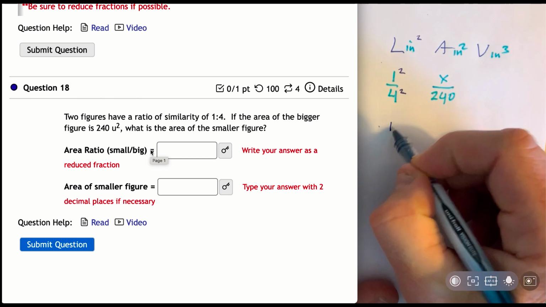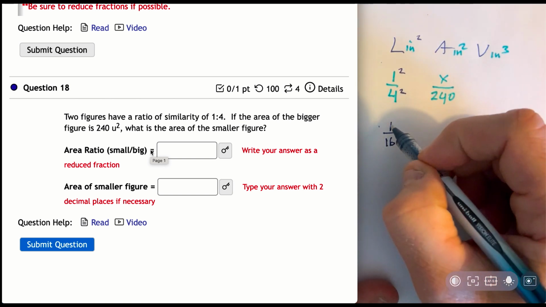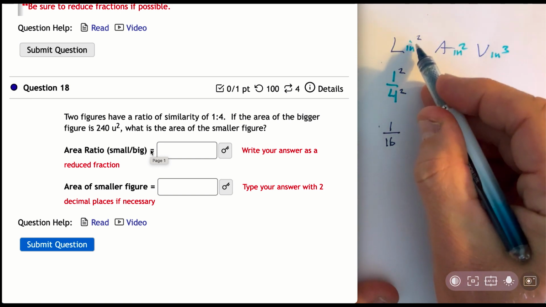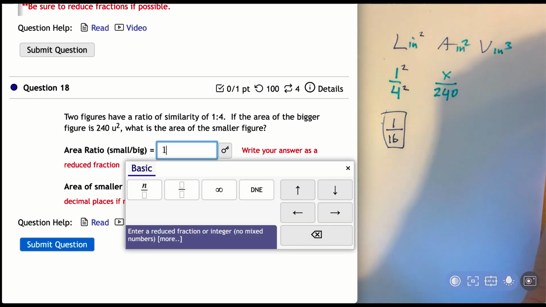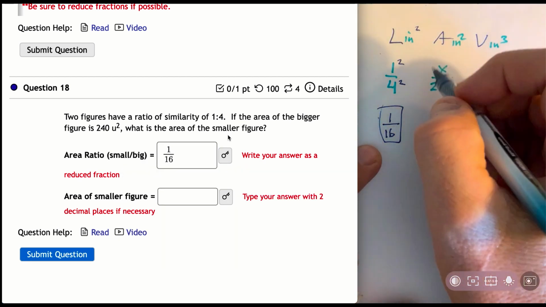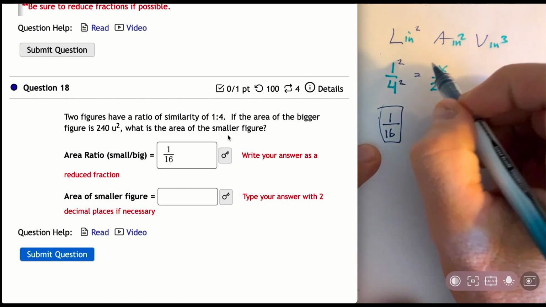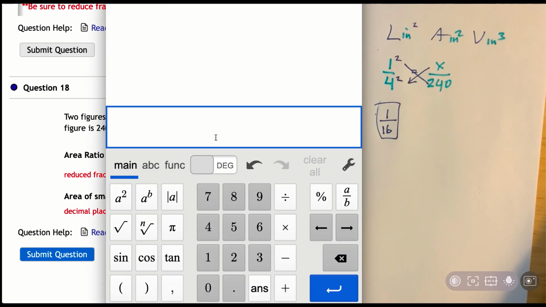So if I square 1, I get 1. If I square 4, I get 16. This right here is my new area ratio in inches squared. That goes in my first blank right here as 1 over 16. All right, and then the last part is we're going to solve this proportion by simply cross multiplying, since they're now both in inches squared, and then I multiply it out. So I go 240 times 1 squared, which you already know the answer to, but I'm going to write it out anyways.